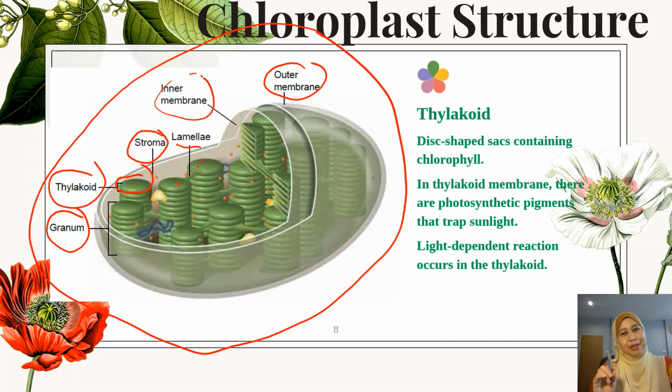So now we are going to see the details of thylakoid. Thylakoid is a disc-shaped sac that contains chlorophyll. In a thylakoid membrane, there are photosynthetic pigments that are able to trap sunlight, and light-dependent reaction of photosynthesis occurs in thylakoid.